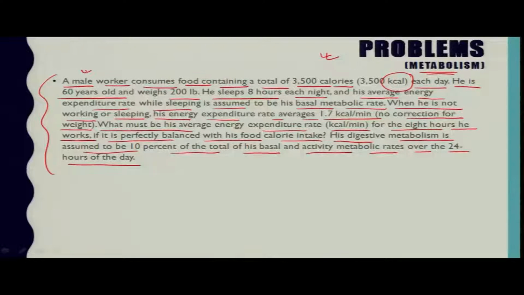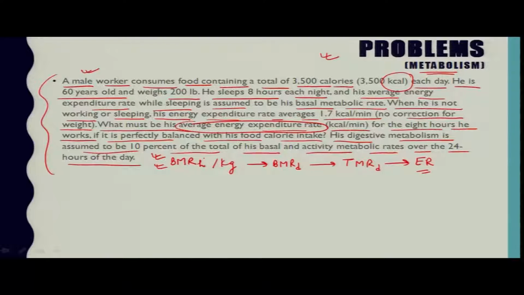So here what you need to calculate is the BMR per hour per kilogram. Firstly you have to calculate this, and then you have to calculate this particular BMR on the daily basis, followed by total metabolic rate on the daily basis, and then followed by the average energy expenditure rate. So these are the rough steps you have to follow in order to calculate this average energy expenditure rate. So now first we need to calculate this basal metabolic rate per hour per kilogram.